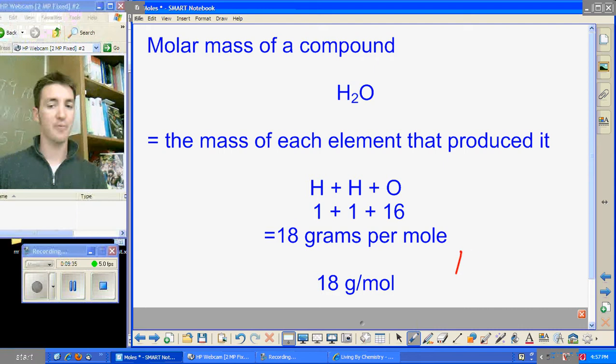That's different from saying 18 grams when you do the math, because 18 grams is like, oh, I have 18 grams sitting here. Water is, no matter how much I have sitting here, always 18 grams for every mole. That's what the per is for, every.